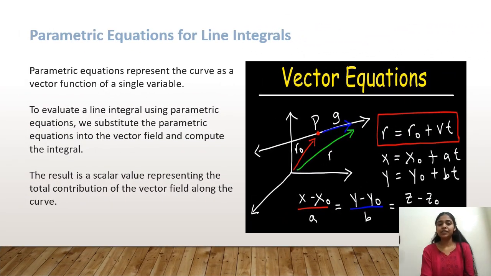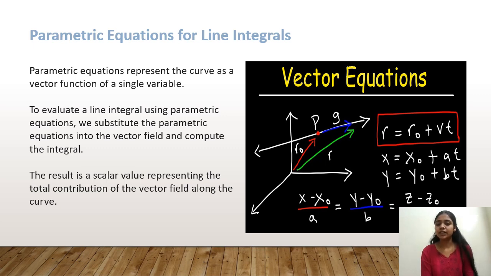Next, parametric equations represent the curve as a vector function of a single variable. To evaluate a line integral using parametric equations, we substitute the parametric equation into the vector field and compute the integral. The result is a scalar value representing the total contribution of the vector field along the curve.